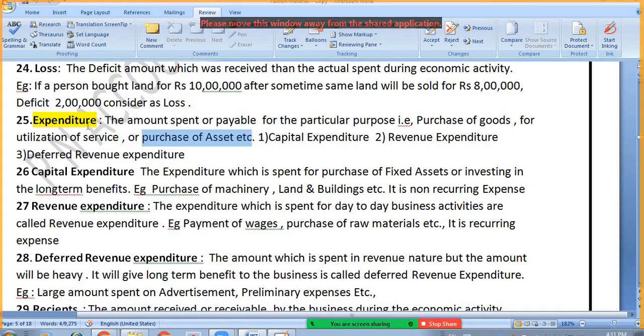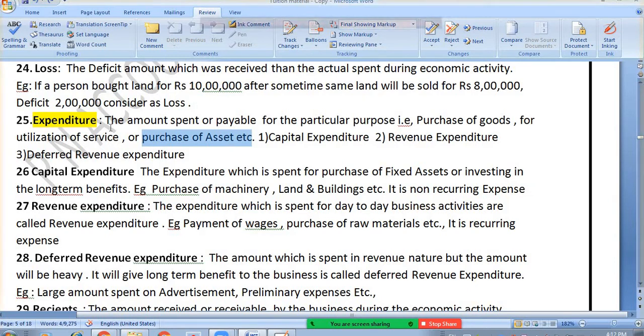is considered as expenditure. Suppose I purchase an asset, that is land, it can be considered as an expenditure. Suppose I spent rupees 500 for the treatment of my son for his fever, that can also be considered as an expenditure. Similarly, if anybody takes classes from me, they will pay fees to me, so it can also be considered as an expenditure.